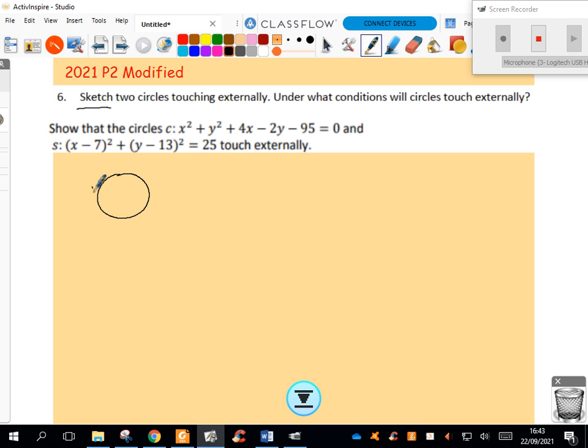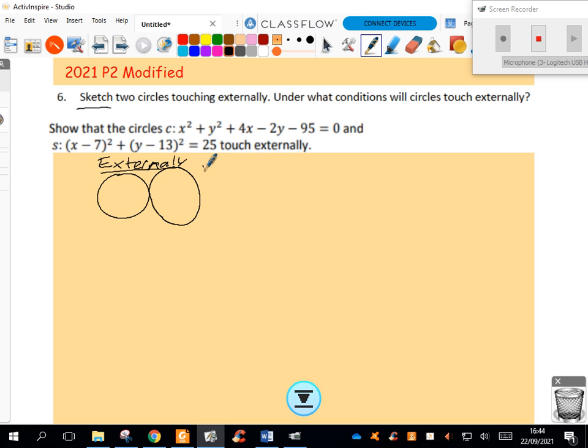Those two circles touch externally as long as they have only one point in common and no interior points in common. You see, it's not really circles. It's not great. My artistry is not brilliant, but those are two circles that are touching externally. If they were touching internally, one would be completely contained within the other. They would also share points.